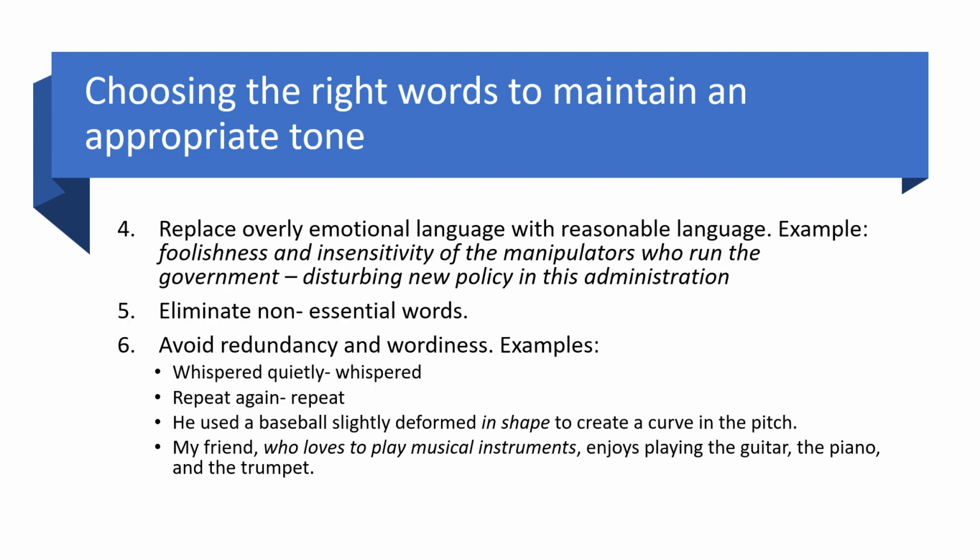Okay, next tip in maintaining an appropriate tone is to replace overly emotional language with reasonable language. Emotional language consists of name-calling, extreme modifiers or extreme adjectives, and other similar expressions. Overly emotional language disrupts the rational tone you should be aiming for in your writing. In addition, it makes you seem insincere and it can evoke hostility, anger in readers who disagree with you.